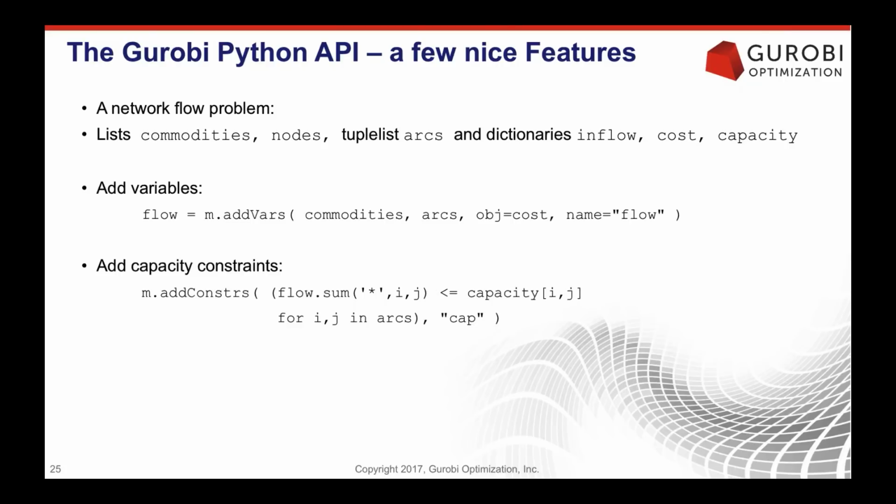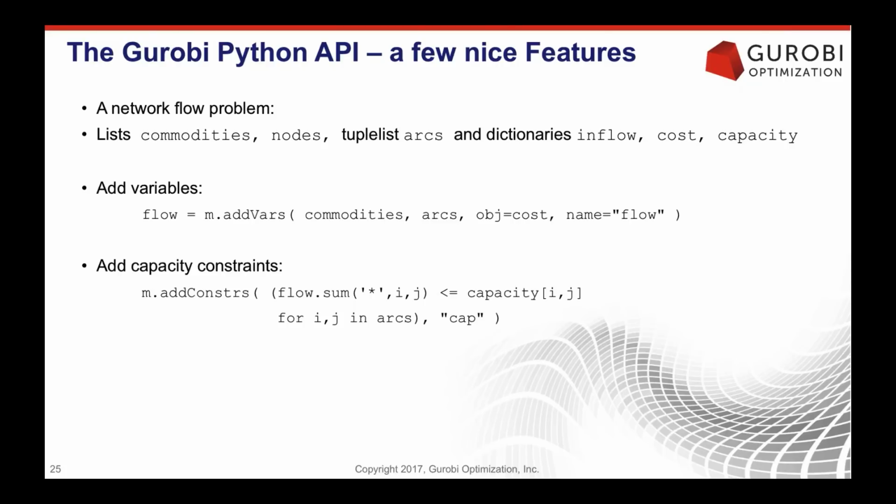The first type of constraint that we want to add is the capacity constraints. The capacity constraints are saying that for each arc, there is a limited capacity. So overall of the commodities for each arc, the capacity is limited to some value.